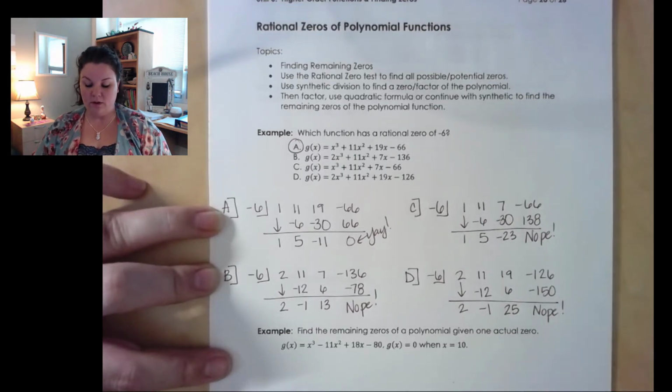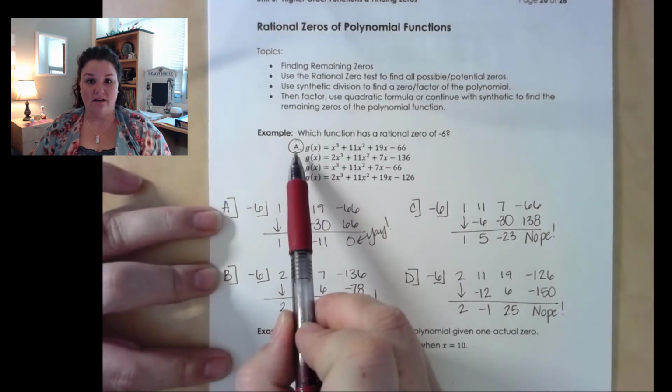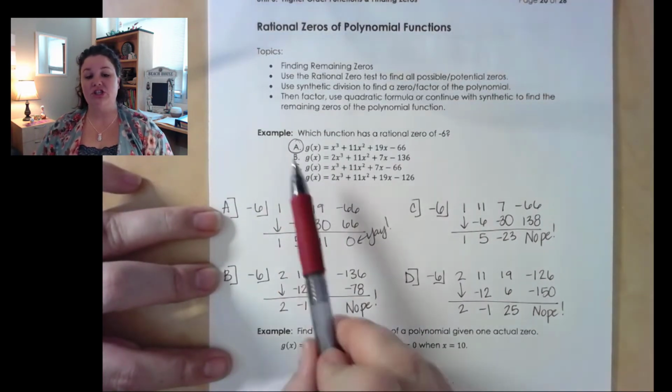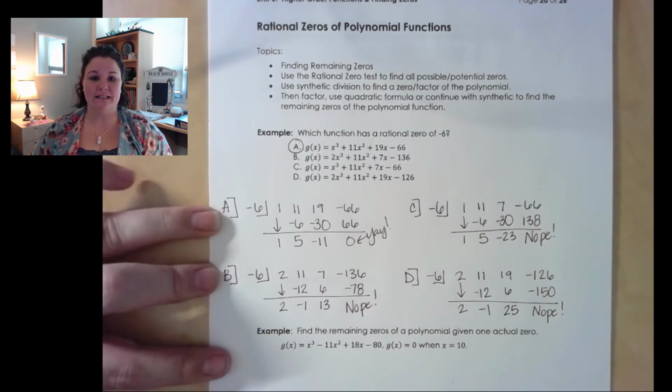So the only one that worked here is the first function, option A. This is really just checking to see if something is a zero. Now what we're going to do in the rest of this video is take it a step further.